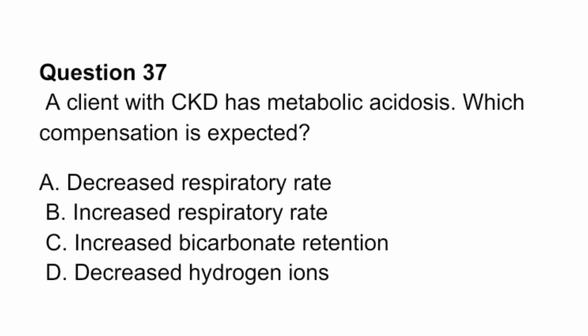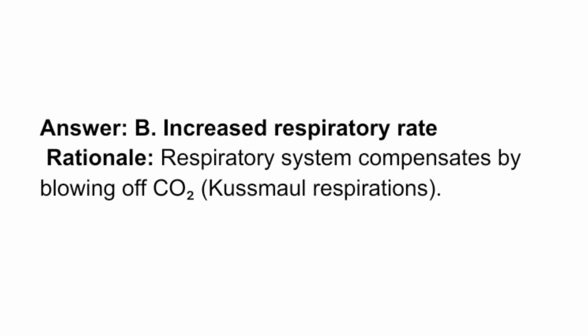Question 37. A client with CKD has metabolic acidosis. Which compensation is expected? A. Decreased respiratory rate. B. Increased respiratory rate. C. Increased bicarbonate retention. D. Decreased hydrogen ions. Answer: B. Increased respiratory rate. Rationale: respiratory system compensates by blowing off CO2, Kussmaul respirations.